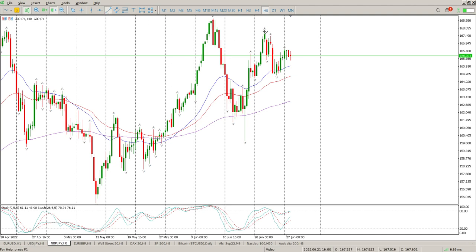Moving on to British pound, Japanese yen, and we're basically just triangling at the moment. There's the top of the triangle, and there's the bottom of the triangle. So we are in a consolidation pattern. There is a bit of structure right here that we're bouncing off, and that's at 165.828.